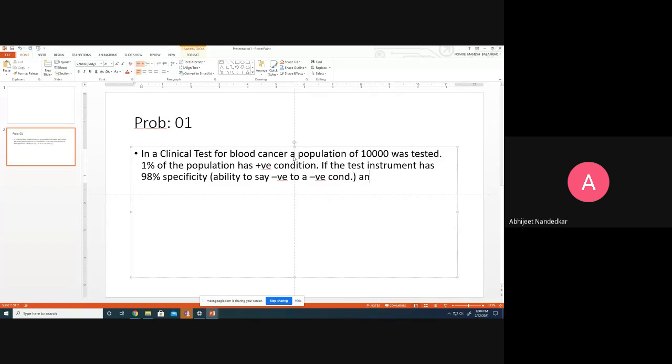And 90% sensitivity. That means the ability to say positive to a positive condition. Okay.